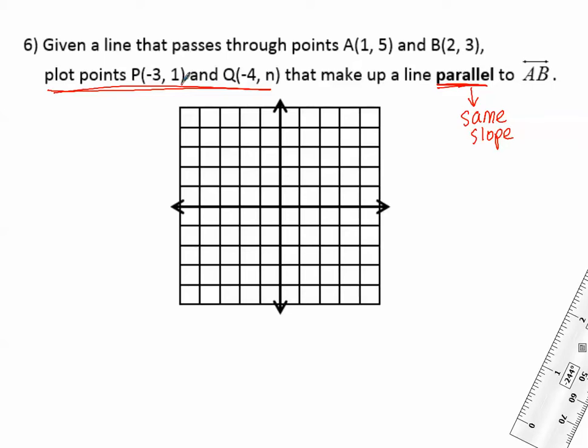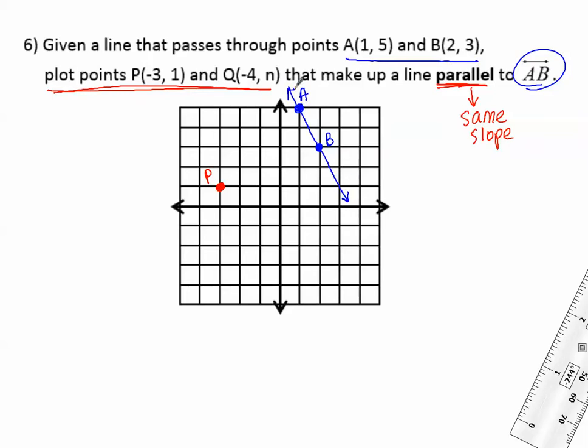Let's start by plotting this point because we have both coordinates. Negative 3, up 1. There's point P. Q, however, I don't know. So let's go back to the points that make up line AB. A is (1, 5). Let's plot that. Over 1 and 1, 2, 3, 4, 5. And B is (2, 3). 1, 2, 1, 2, 3. There's B and there's A. So the line contains these points.